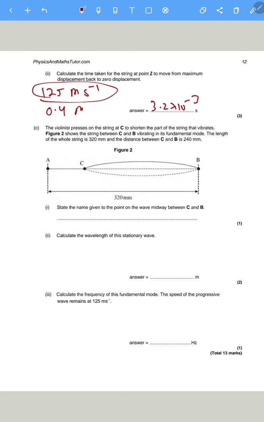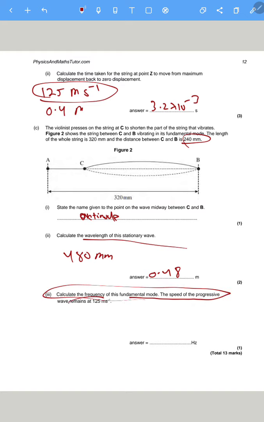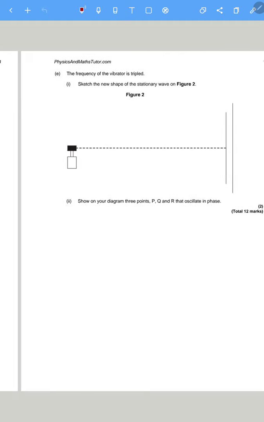Cool. The name given to the point midway between A and C, antinode. Calculate the wavelength of the stationary wave. The distance between is that many millimeters, so that means 480 millimeters, 0.48. Calculate the frequency. The speed of a progressive wave remains about that much. So wave speed, 125 over wavelength is about 260 hertz.